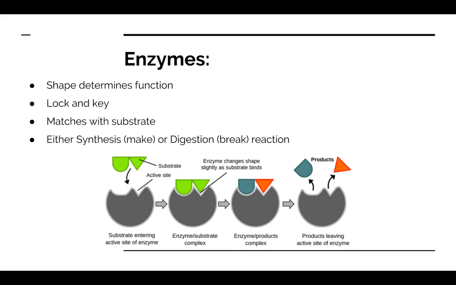So things we need to know about enzymes. Well, the shape determines the function, so it's very much like a lock and key. It matches with the substrate, and there are two kinds of reactions that enzymes generally do. They're either synthesis, where they're making something, putting things together, or digestion, where they're taking things apart.